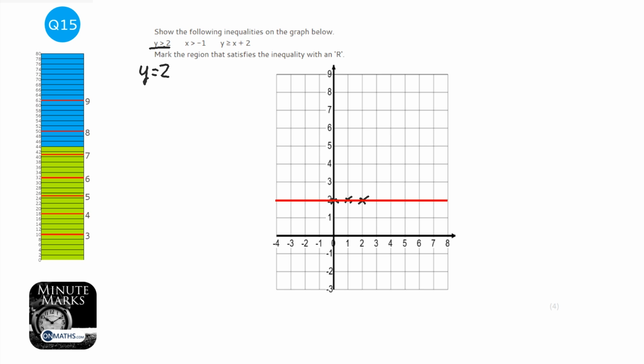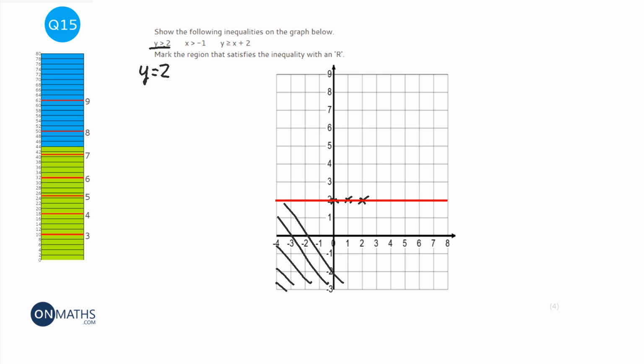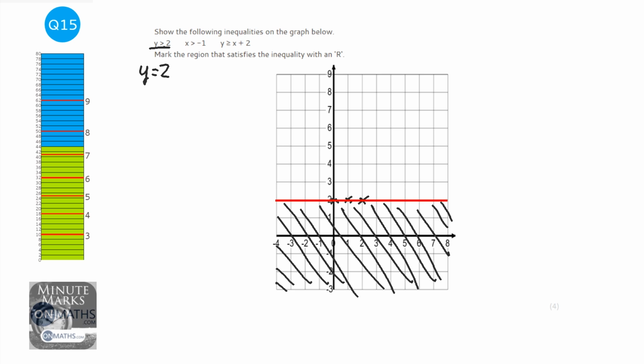Now, the inequality says y is greater than 2, so what I want to do is shade out the region that we're not looking at. So we're going to shade out this bottom region here because we don't want that. And some teachers say shade in the region you want, but it's a lot easier to see the region you want if you shade out everything else. Otherwise you're looking for overlapping regions. Okay, so that is done, so we can cross that off.